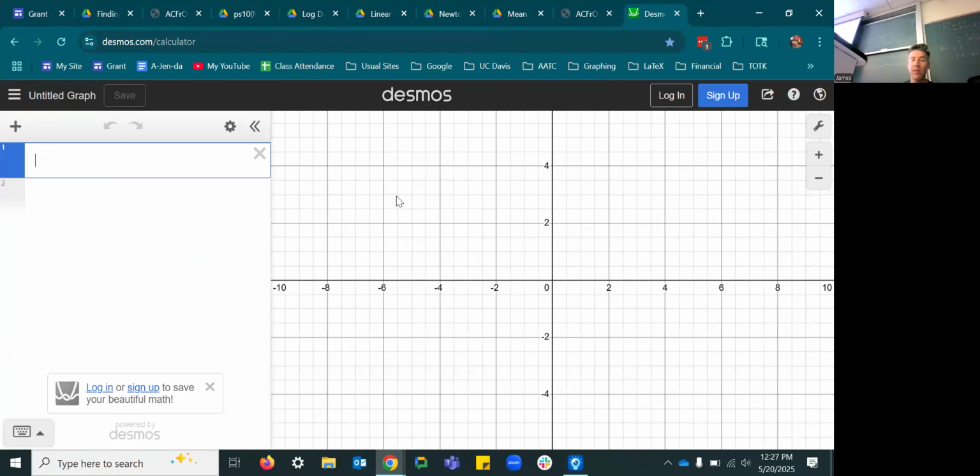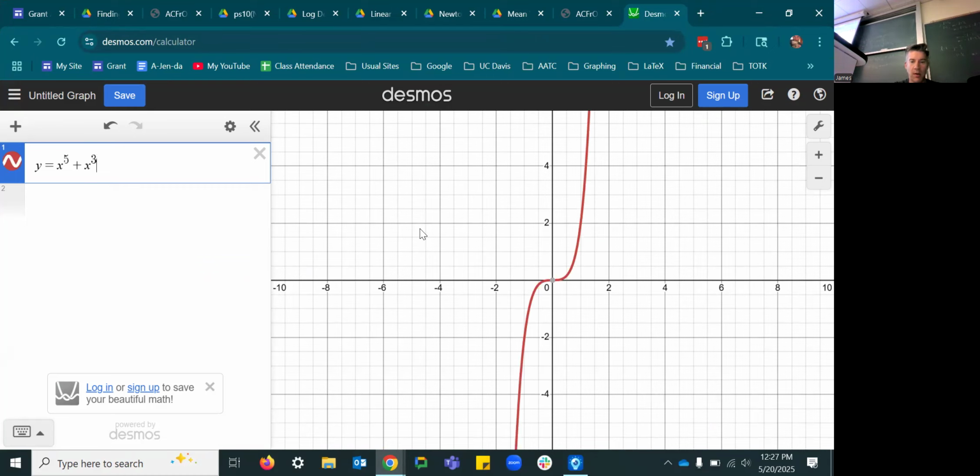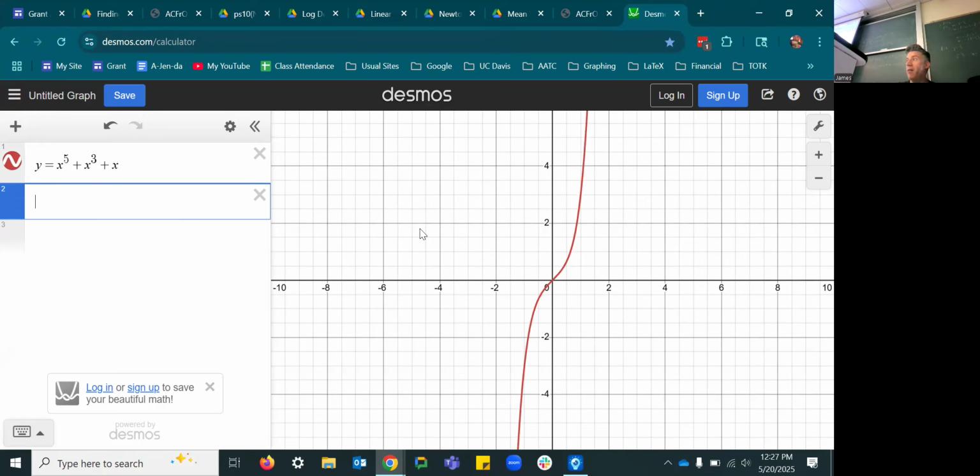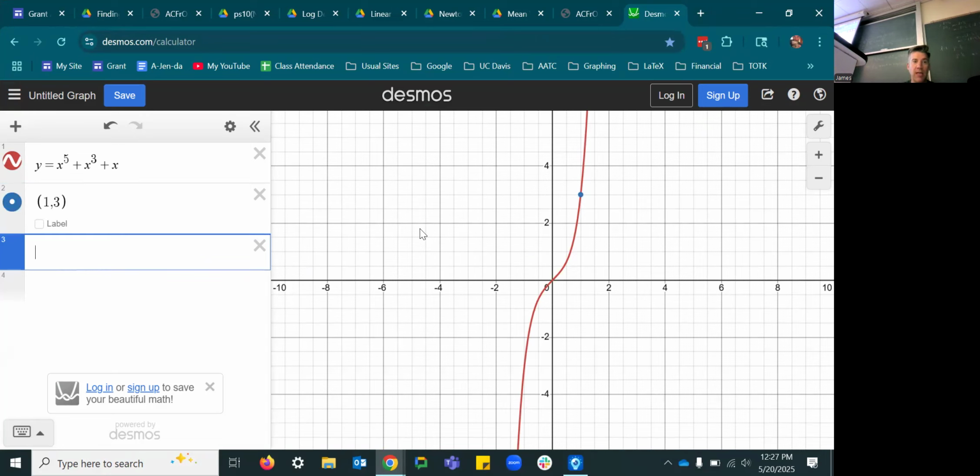So here's the original function. It was y equal to x to the 5th plus x cubed plus x. And if you notice here that at the point of tangency, which is 1 comma 3, the slope of the tangent line is going to be 9. It's going to be y minus 3 equals 9 times x minus 1. Look at that tangent line right there. Definitely with a slope of 9.